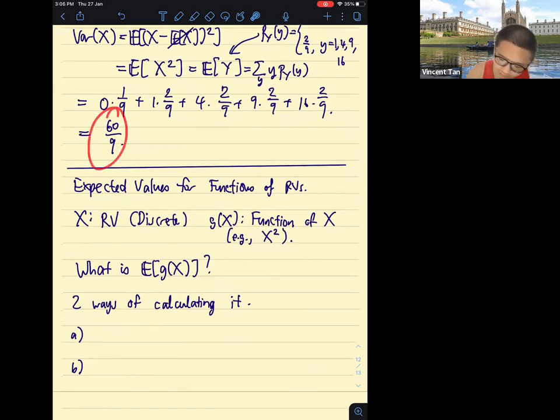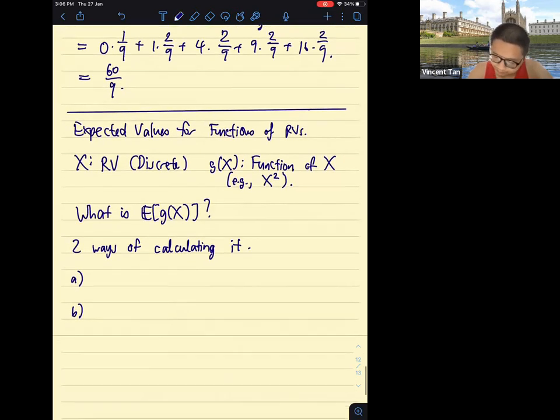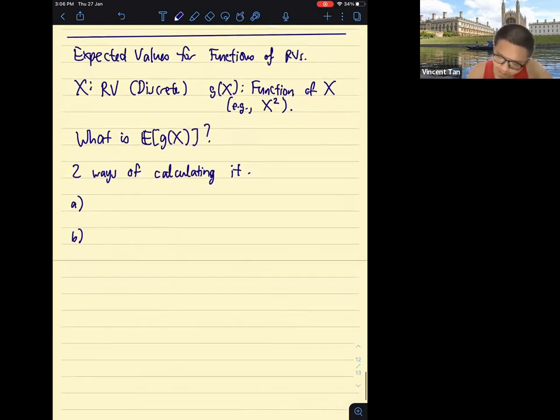Okay, so is this the only way to do it? Do we always have to find the probability mass function of y before we can compute the variance of x? Actually, no, there's a shortcut. More generally, we have some discrete random variable x, and we have some function of x, let's call it y, which is g of x. For example, x squared, or for example, (x minus expectation value of x) squared. This is also a function of x.